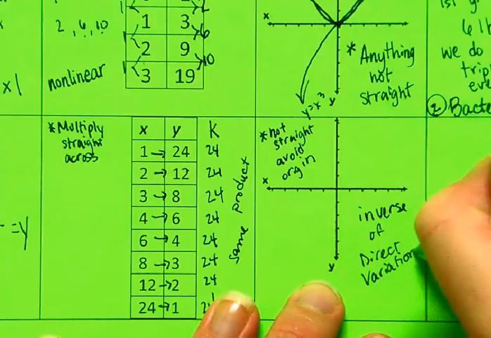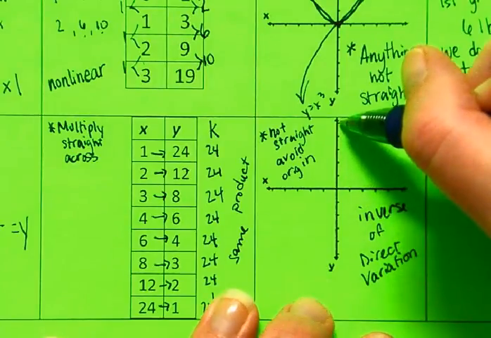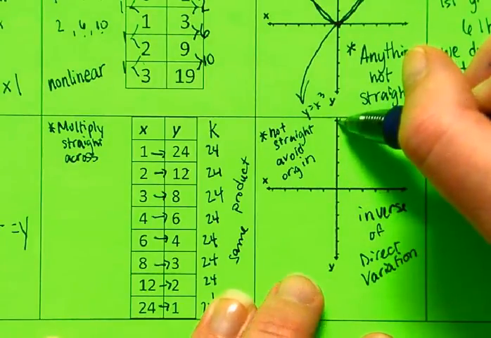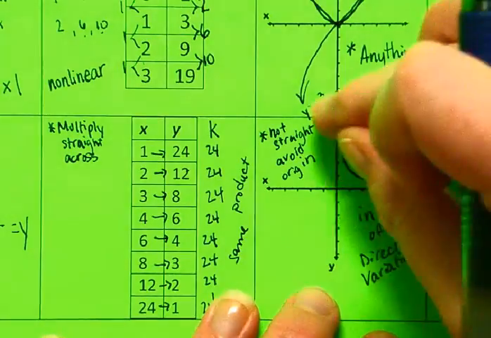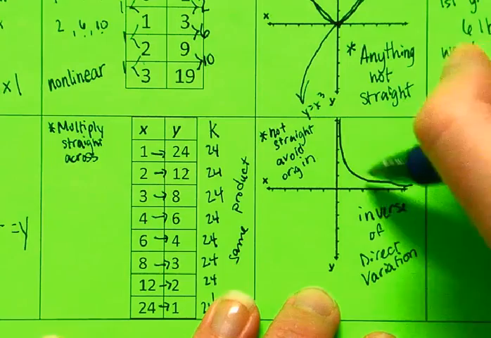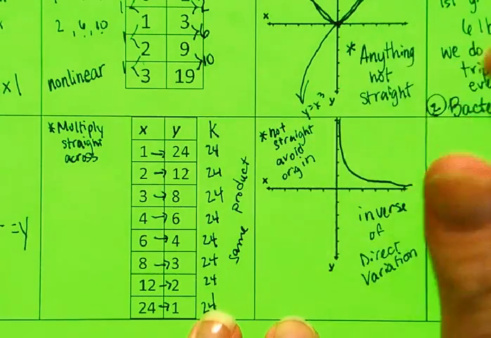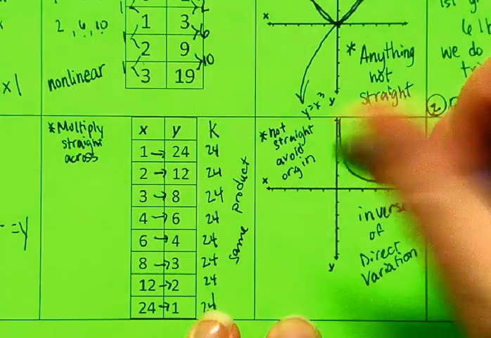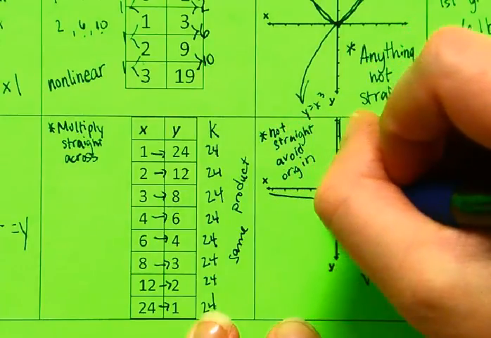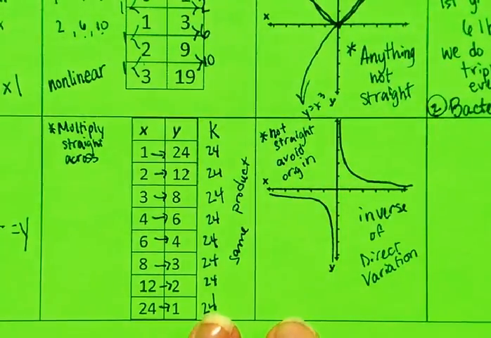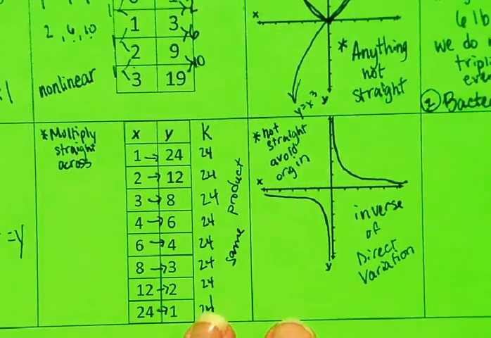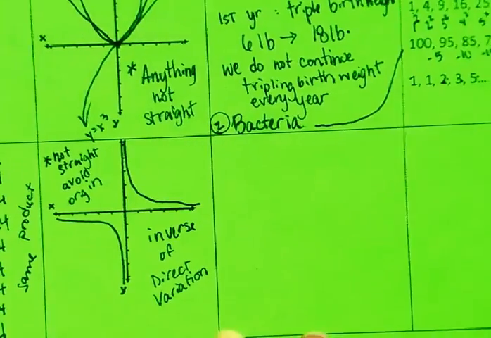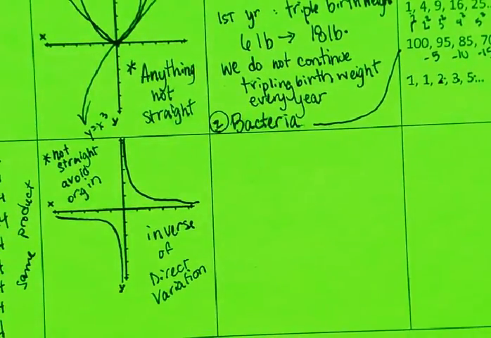So here's what it looks like. Usually they'll just show you the first quadrant, which is up here, and it looks something like that. Okay, it gets close to the x and y axis, but it never crosses. Now if it shows you all four quadrants, the entire Cartesian plane, then it would look something like that. It would have both of those.